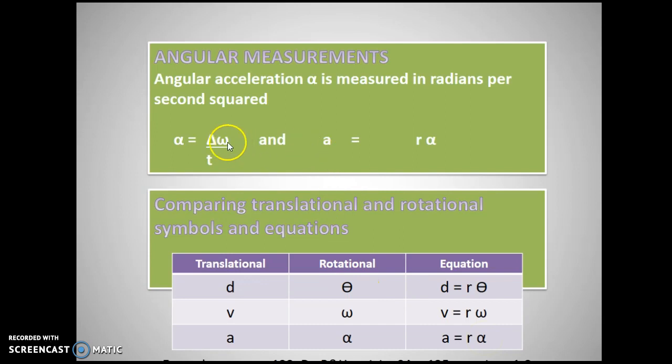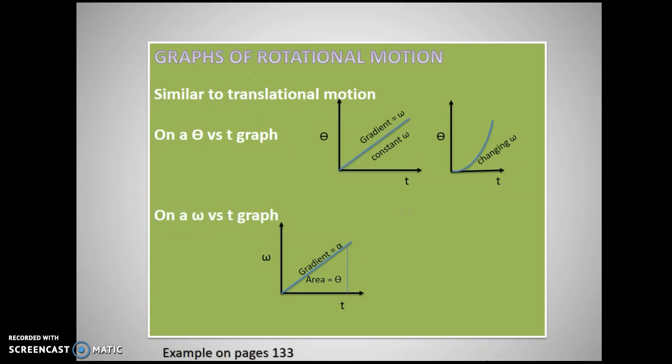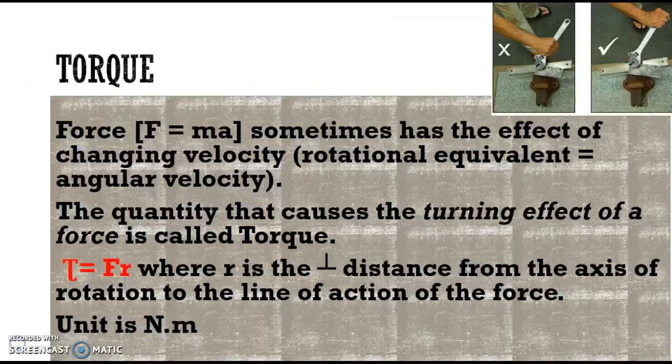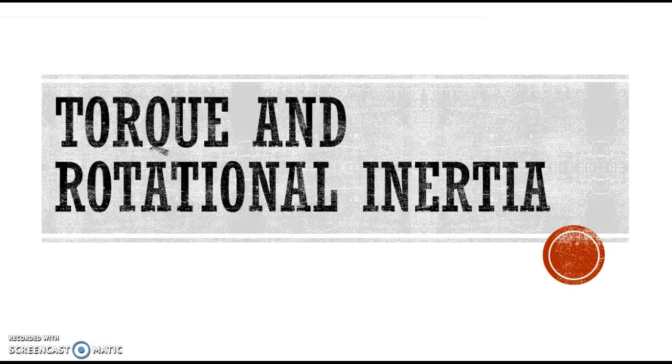Also at the top here we looked at the formula for angular acceleration. It's measured in radians per second squared. We looked at the graphs that are similar to translational motion graphs, and we also took a look at the equations of rotational motion. So let's use those ideas to continue looking at torque and rotational inertia.